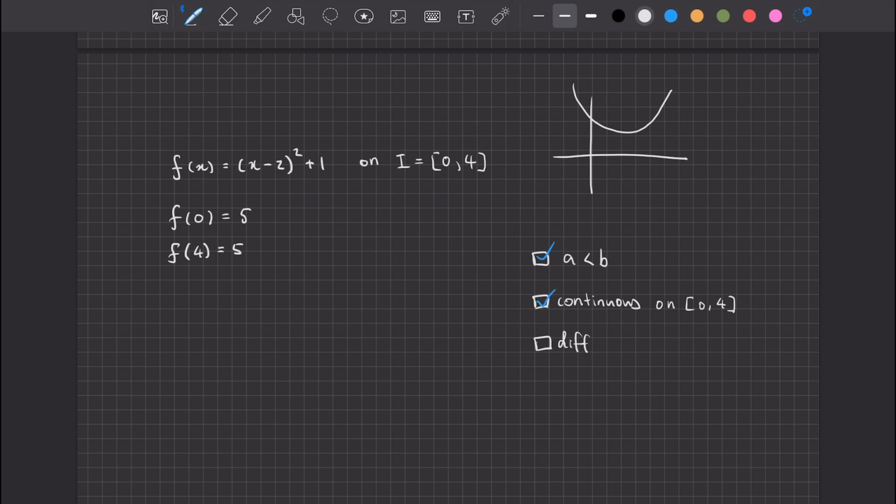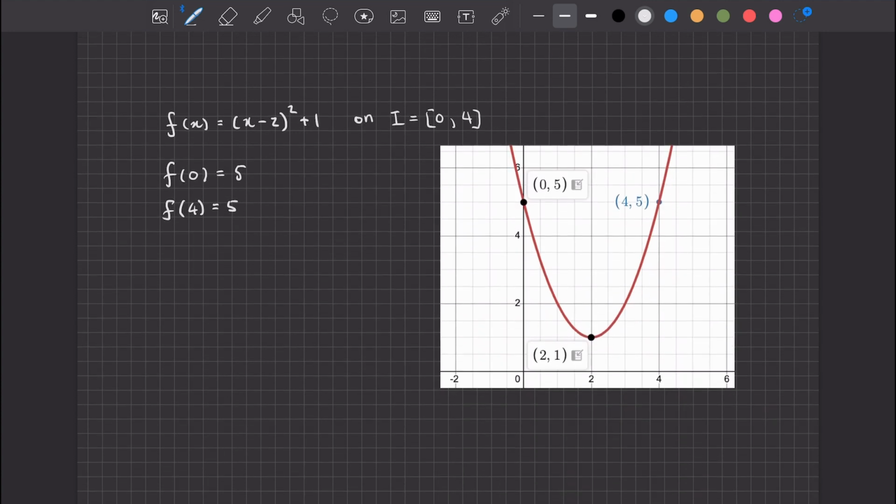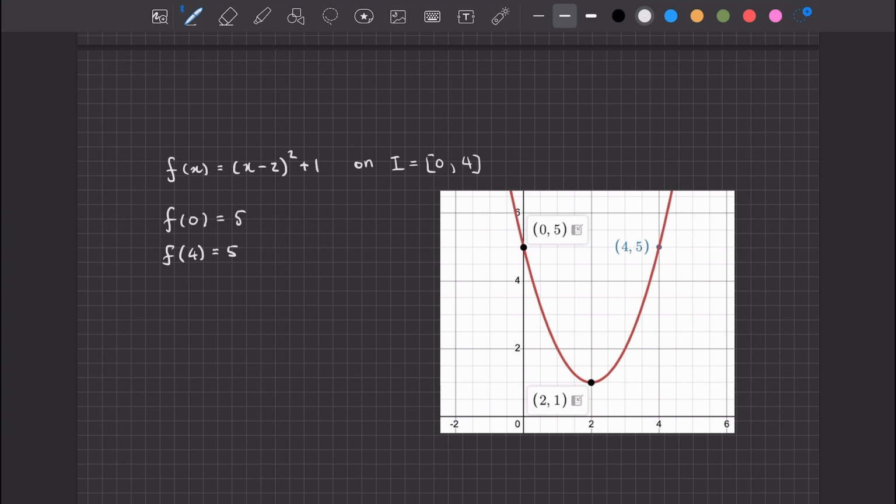Okay, the third item, it has to be differentiable from 0 to 4 exclusive. And we know that quadratics are differentiable. So yes, it satisfies that condition. So then, yeah, we should be able to find a stationary point between 0 and 4. And we can have a look at this graph. You can see that the stationary point is the turning point there.